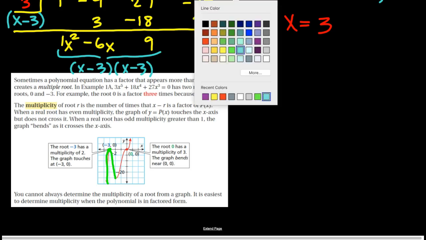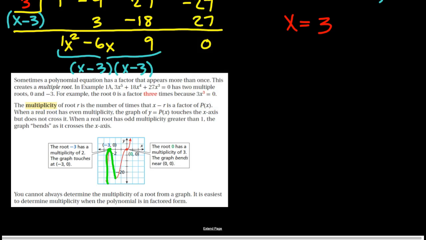If the root has an odd multiplicity, like in this case 0 had an odd multiplicity, the one we were just talking about, the graph goes up to the root and it bends and goes through. Doesn't that look familiar? How it kind of bends like that and goes through? Yeah, that's kind of the x cubed looking graph, isn't it? Okay, and so that's what happens when it has an odd multiplicity of 3 or 5 or 7, it's going to bend and then it's going to go through the axis, so it actually passes through.